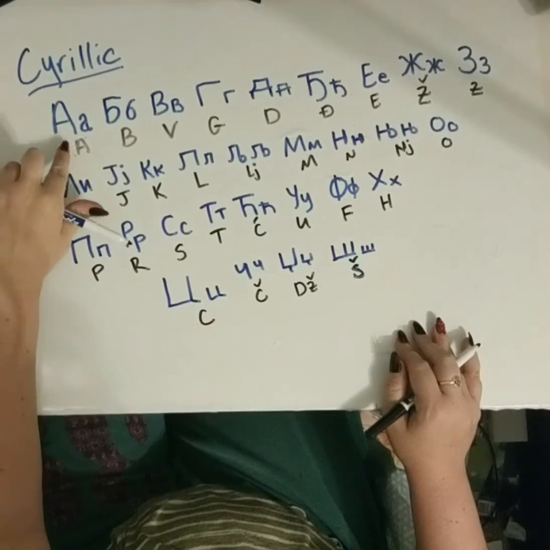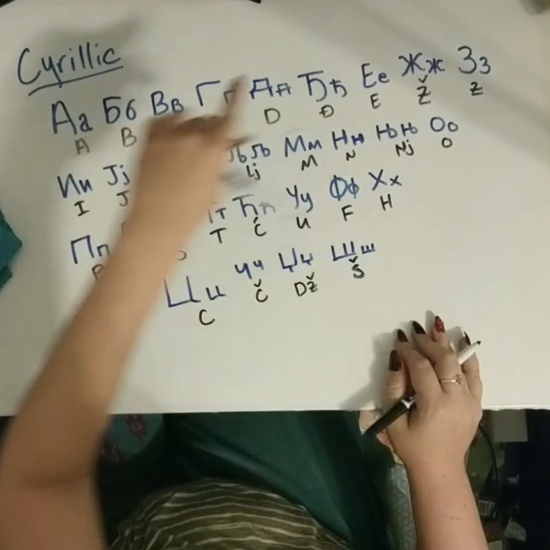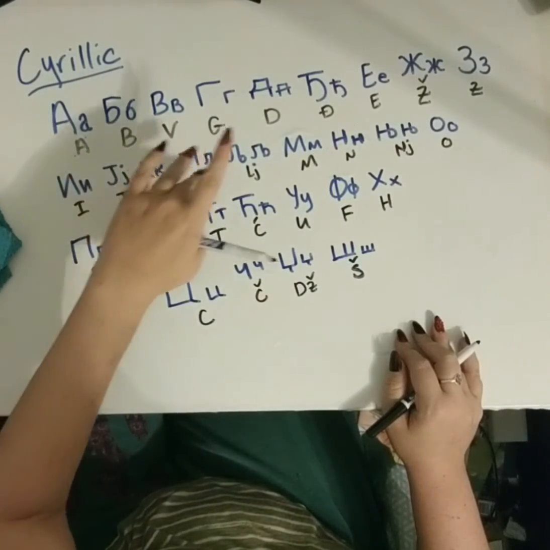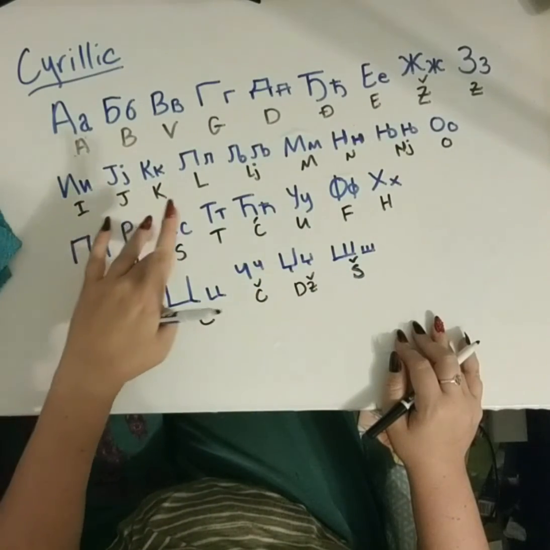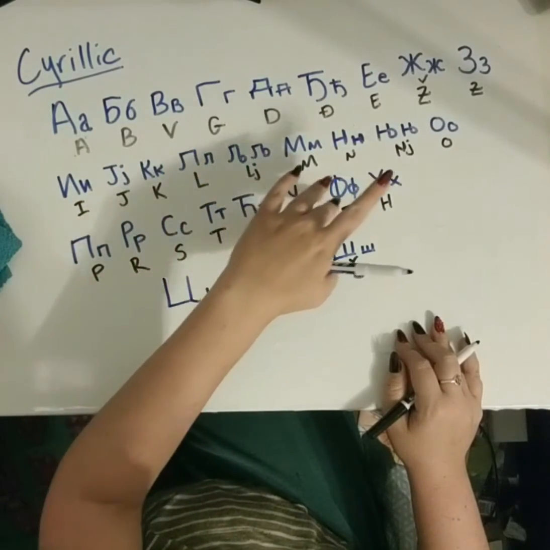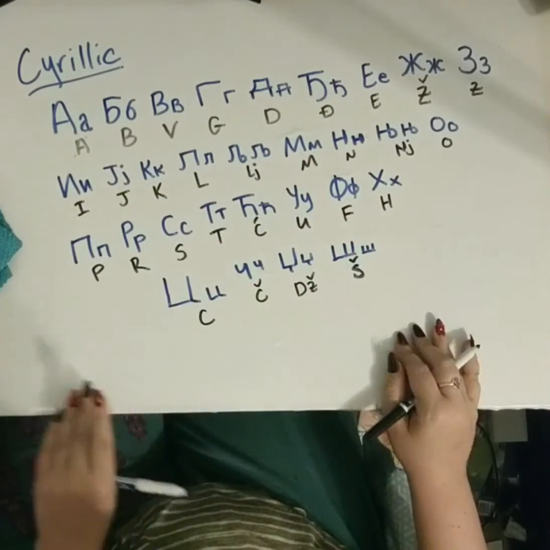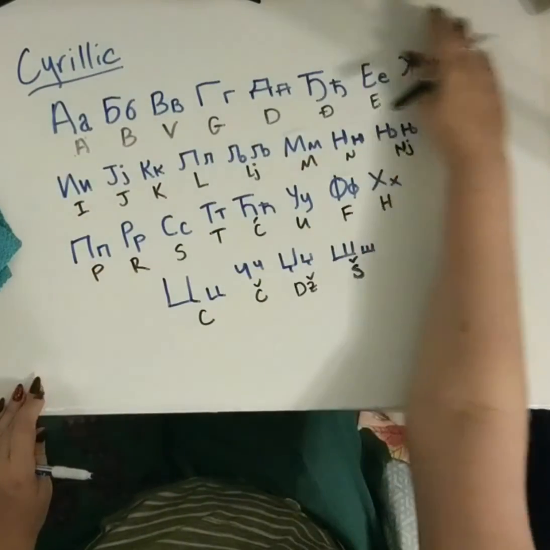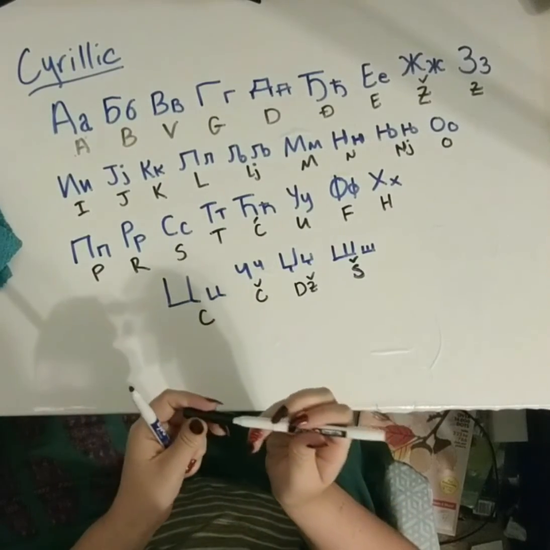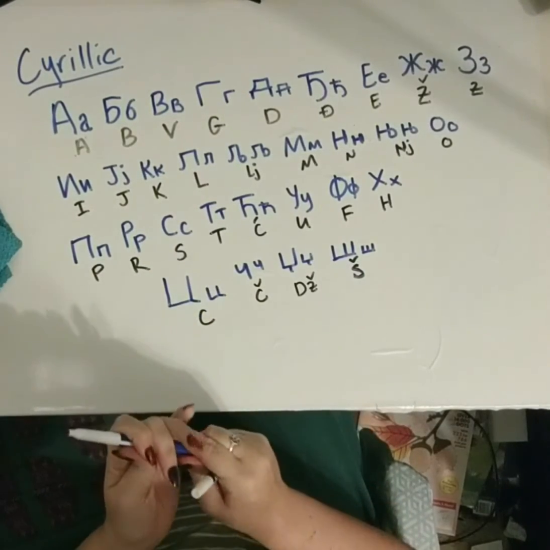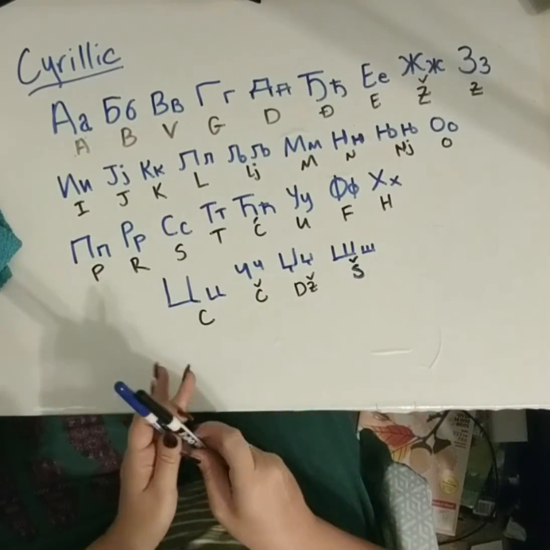Let's double check. We've got 1, 2, 3, 4, 5, 6, 7, 8, 9, 10, 11, 12, 13, 14, 15, 16, 17, 18, 19, 20, 21, 22, 23, 24, 25, 26, 27, 28, 29, 30. The whole Cyrillic Serbian alphabet. So let's go through them one more time and erase them one by one and practice the sounds. And then we'll do some phrases and then we'll say goodnight.